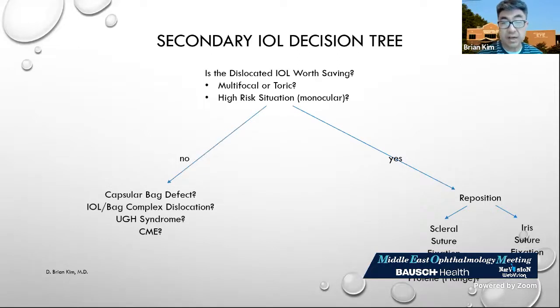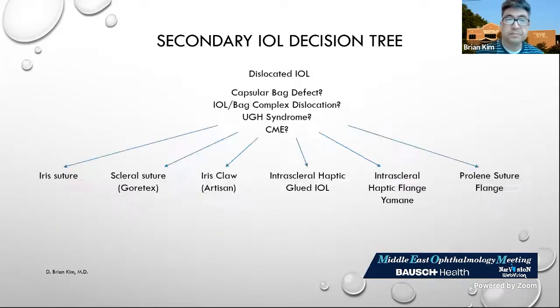But if the lens is not worth saving, you have to think about, is there a capsule bag defect? Is the IOL bag complex dislocated, or is the lens and the bag itself causing some type of complication, UGH syndrome, pigment dispersion, CME? And so this is what we're going to be discussing. And so in general, these are the 6 broad categories of the different methods to fixate a secondary IOL.